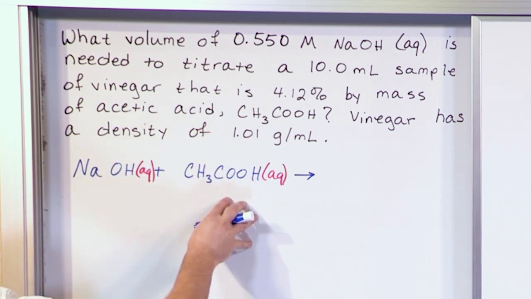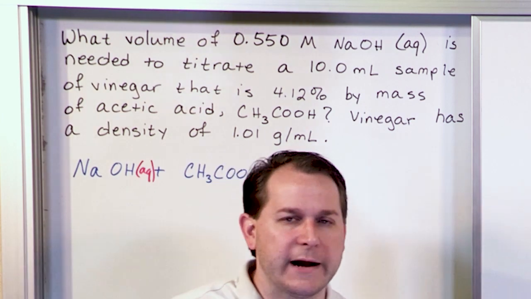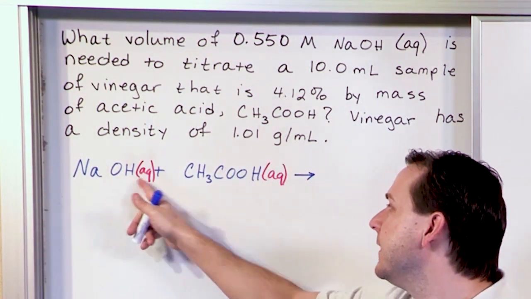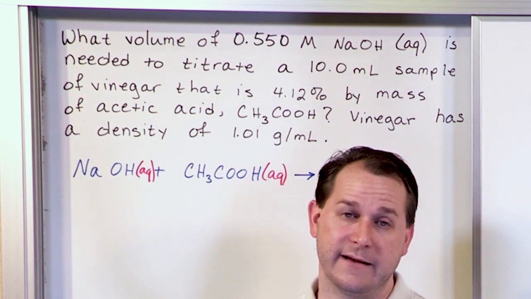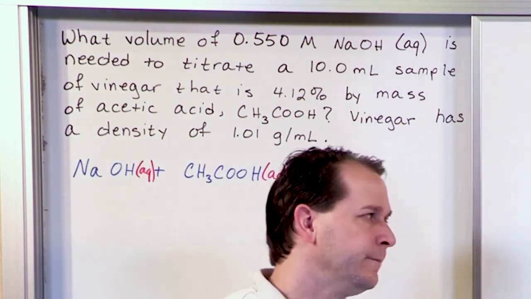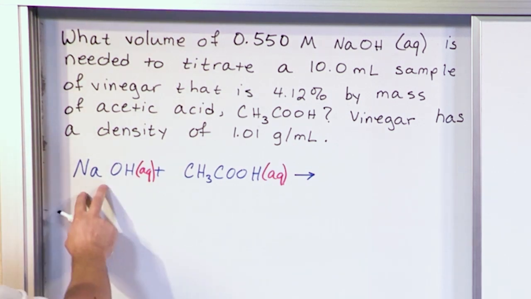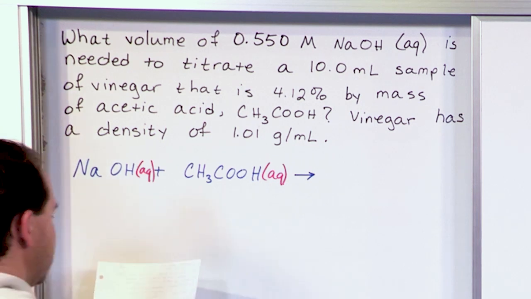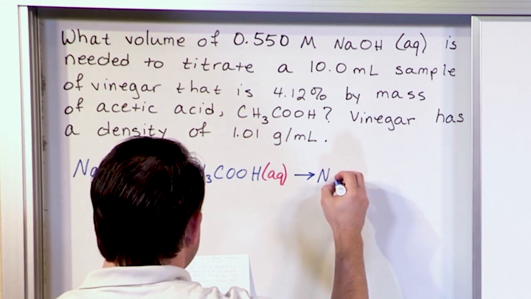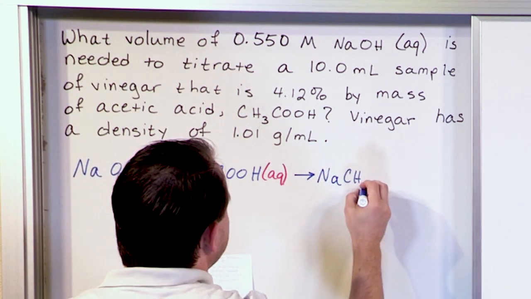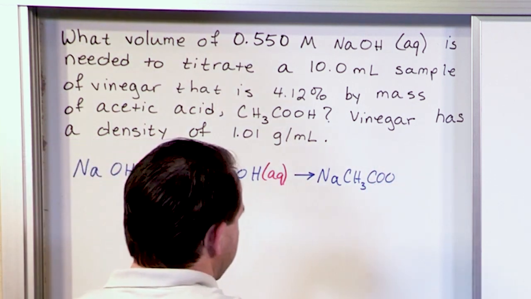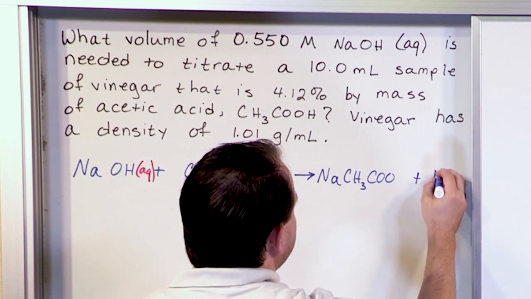So when you mix these guys together, much like all the other acid-base reactions we've studied so far, you get hydroxide ions floating around from the hydroxide, and you get hydrogen ions floating around from the acid. Those are going to want to form water. All right? And what's left over is going to want to combine together. So the sodium is going to pop onto the acetate here, and it's going to look like NaCH3COO. Of course, there's no H at the end. And then over here, you have H2O.